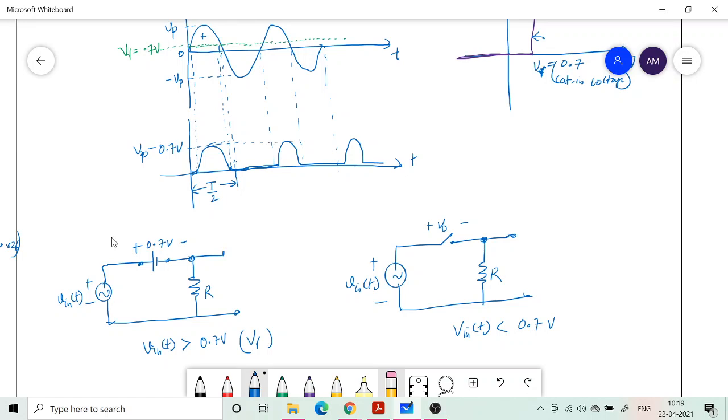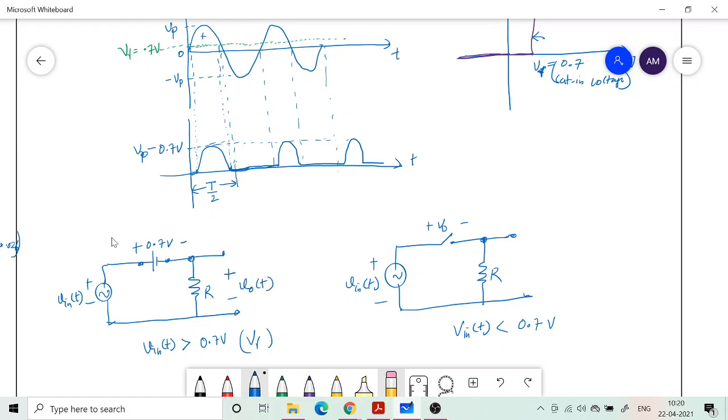This is a more practical situation, because this is going to become more and more important when Vp is not significantly larger than the cut-in voltage. Say 1 volt if you apply, you can really see the difference practically between what you get and what you get using the ideal diode approximation. That's going to be very different, because the diode is going to conduct for a very small fraction of the positive half cycle, and only when it conducts do you have the output voltage. So here is the output voltage.